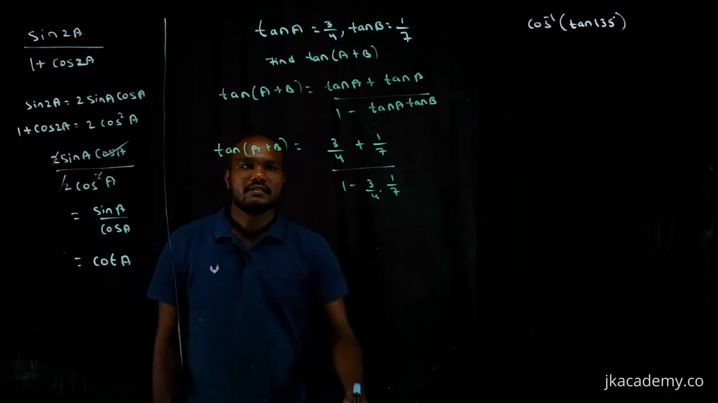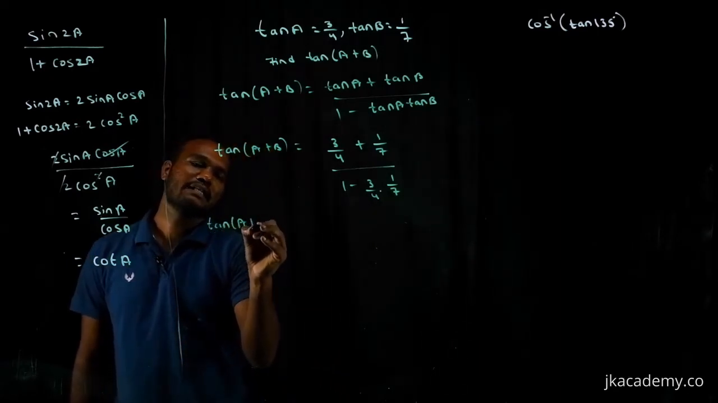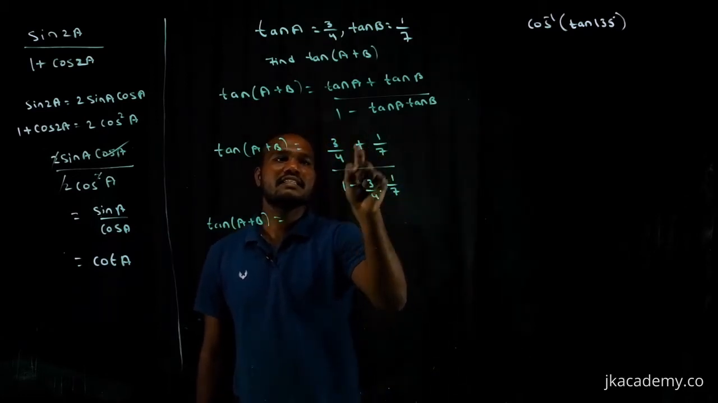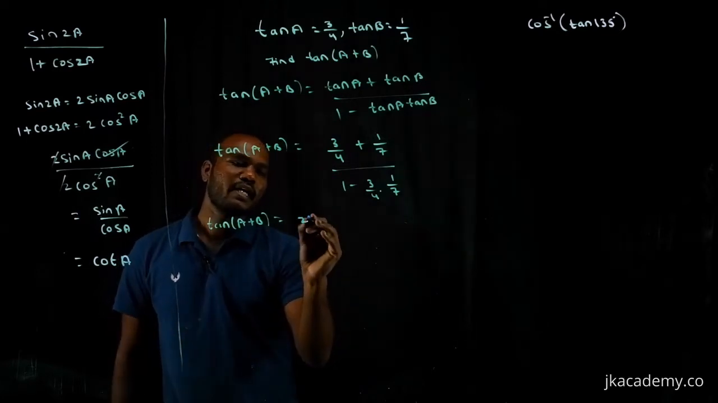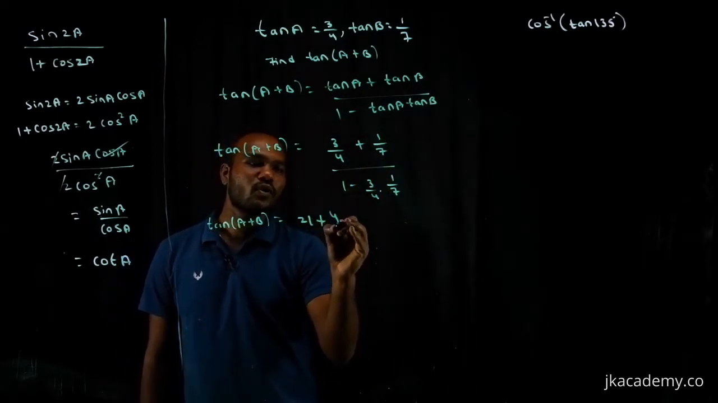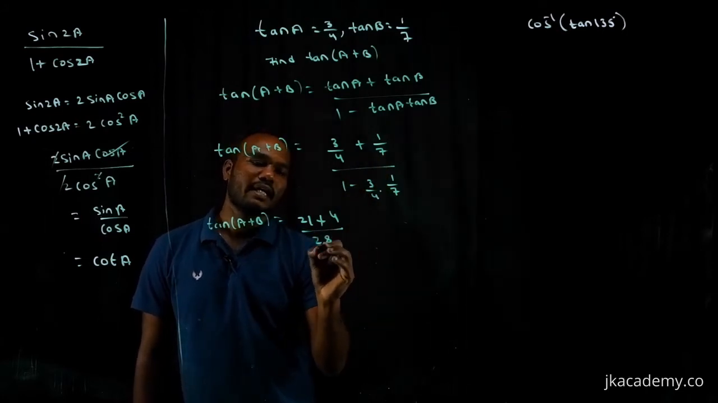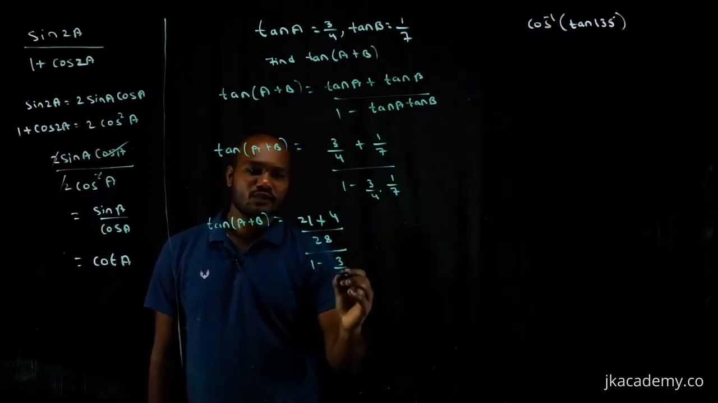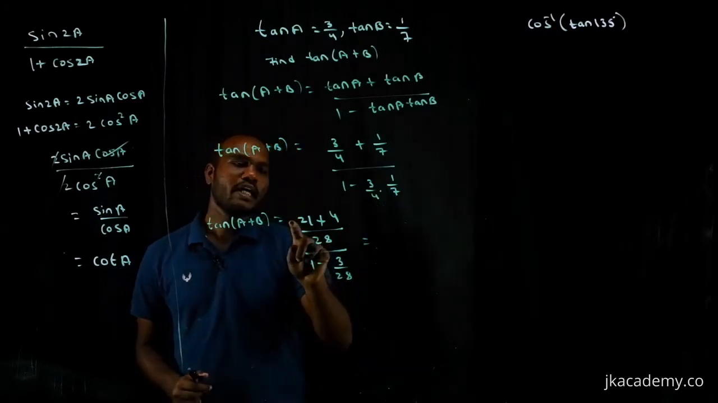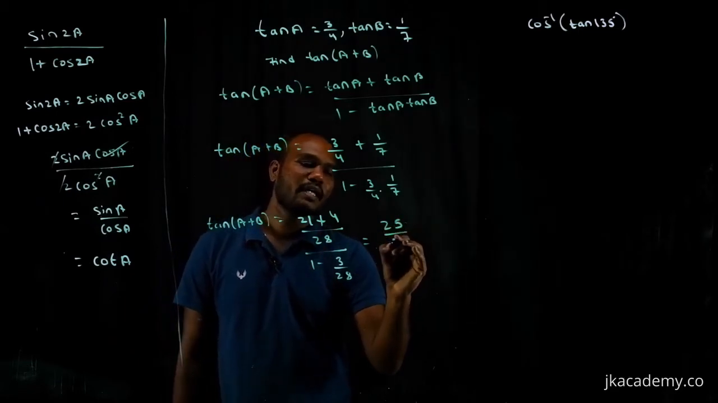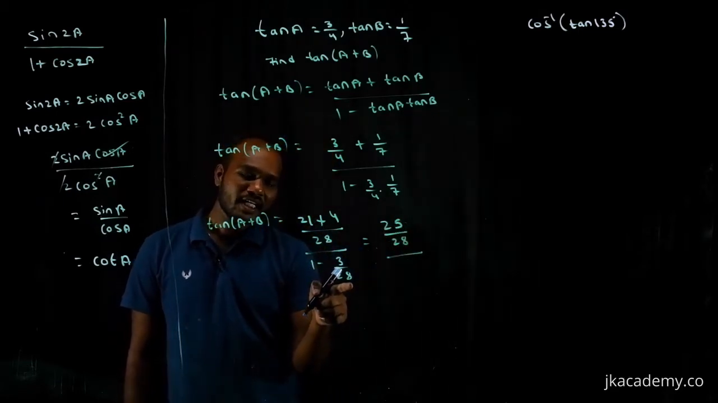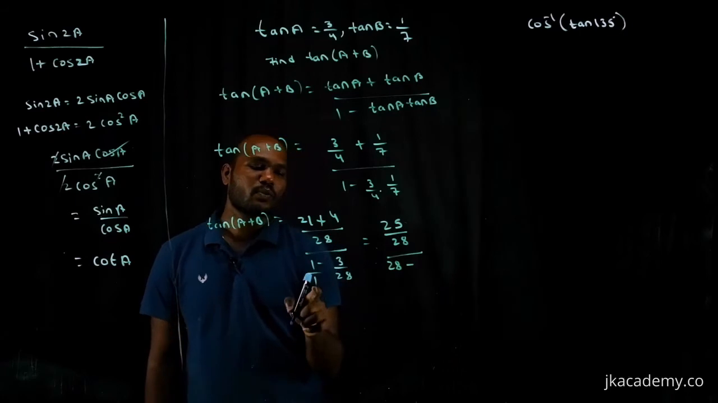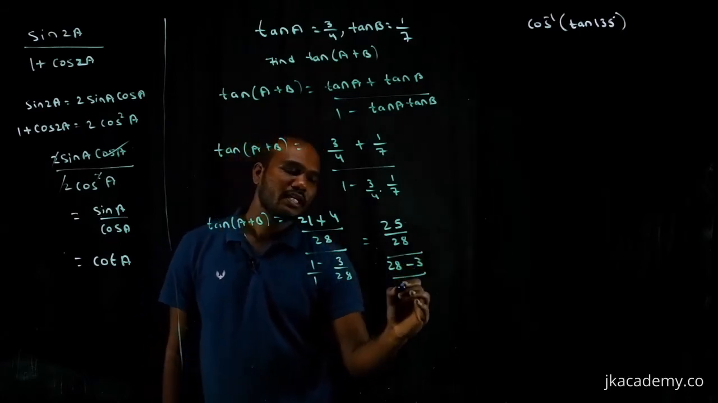See here, tan of a plus b is equal to, we want to take an LCM. How to take an LCM? In the numerator, this into this, this into this, this into this, right? So 7 into 3, 21, plus 4 into 1 is 4, divided by 7 into 4, 28, divided by, again let's multiply this, 1 minus 3 ones are 3 over 7 fours are 28. Next, 21 plus 4 is how much? 25 by 28 over, here again we can take an LCM. In the denominator there is nothing, means there will be 1. So 28 into 1 is 28 minus 1 into 3 is 3 over 28 into 1 is 28.